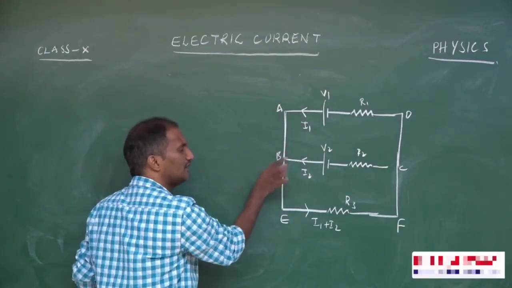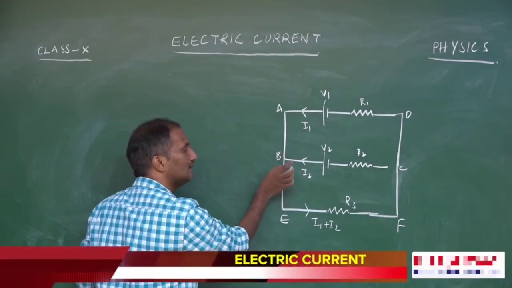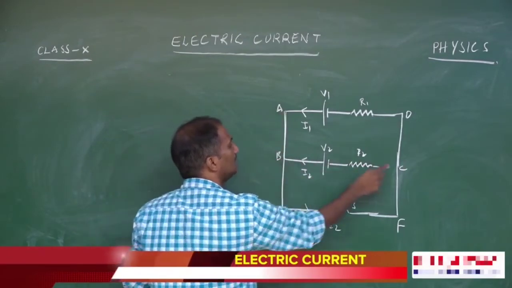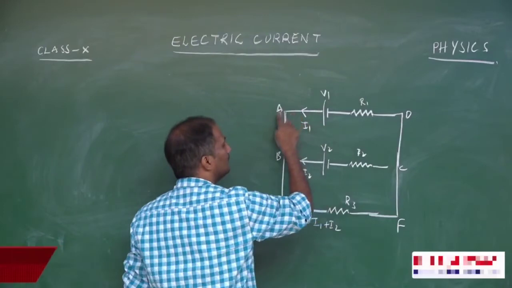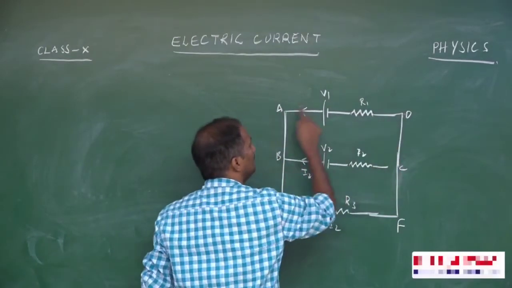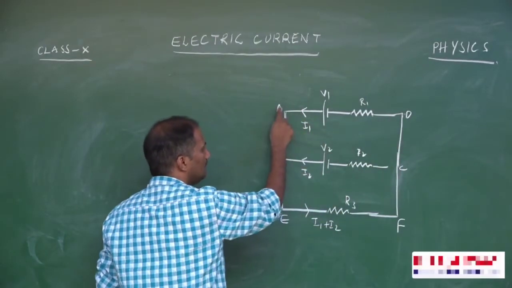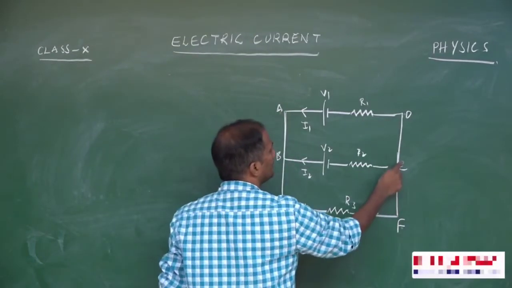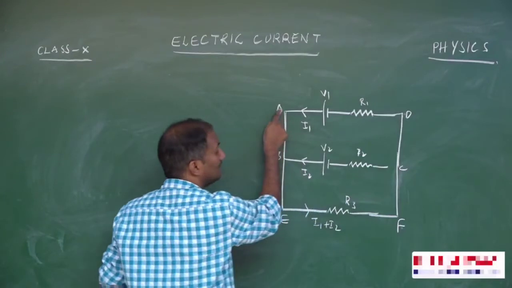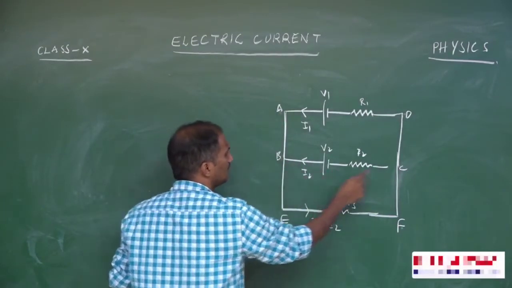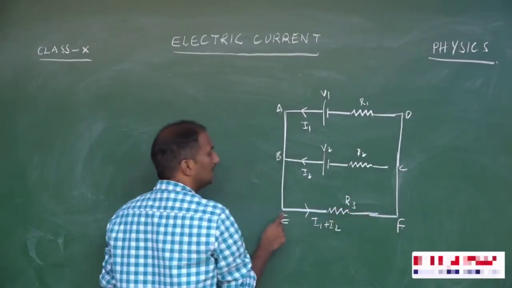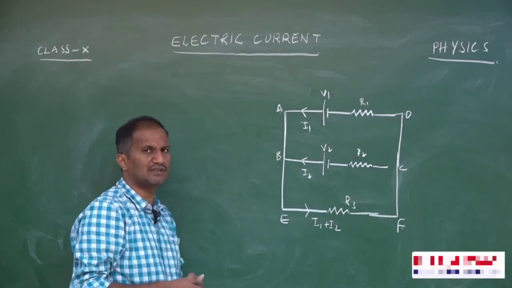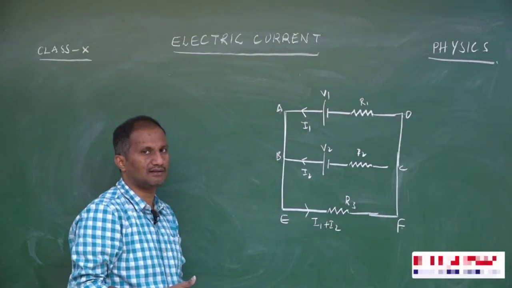Here we can clearly say that three different loops are present. A, B, C, D, A is one loop. A, B, E, F, C, D, A is another loop. B, C, F, E is another loop. Now we are going to see how the potential difference varies across the different components of this circuit.